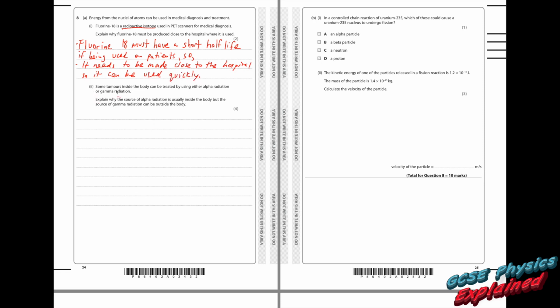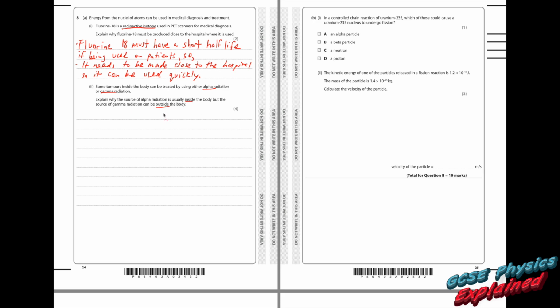Part 2. Some tumours inside the body can be treated by using either alpha radiation or gamma radiation. Explain why the source of alpha radiation is used inside the body, but the source of gamma radiation can be outside the body. Now that's to do with the penetration powers.